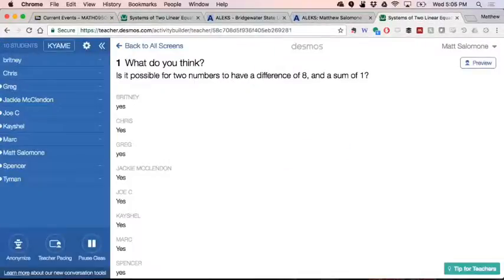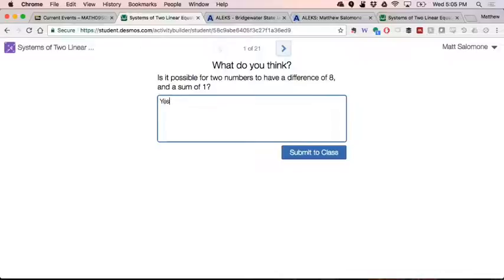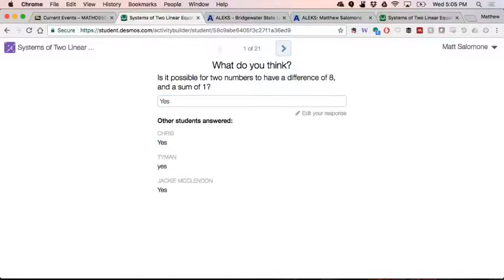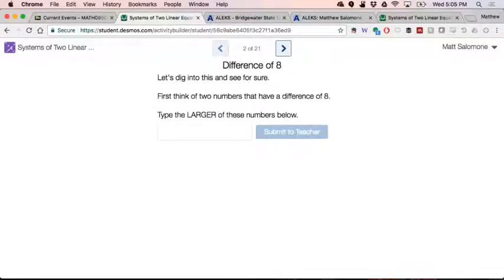All right, it certainly seems like people believe that this is possible, right? That there is a pair of numbers that have a difference of 8 and a sum of 1. So I'm going to agree with you. Yes, submit. Okay, so on the next screen, let's find out.